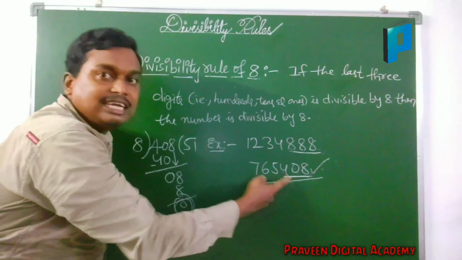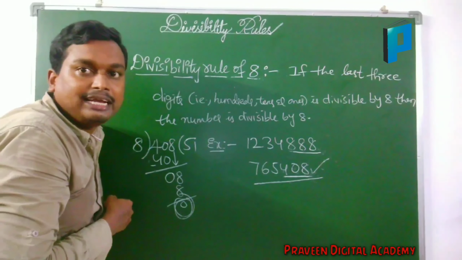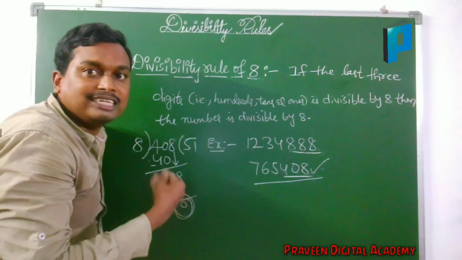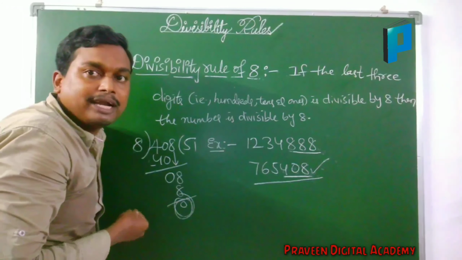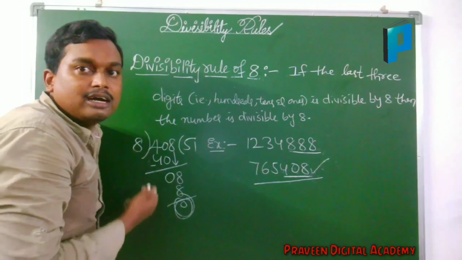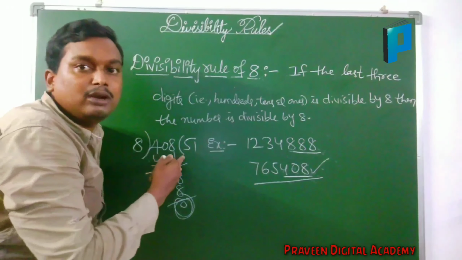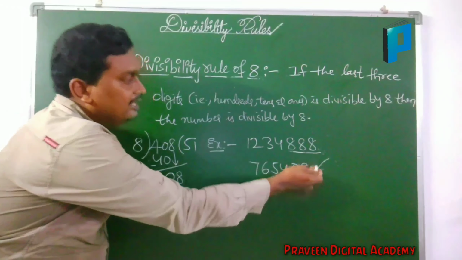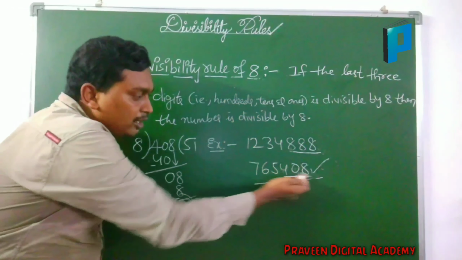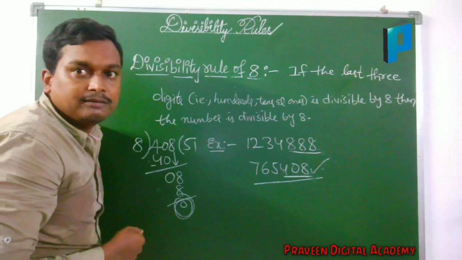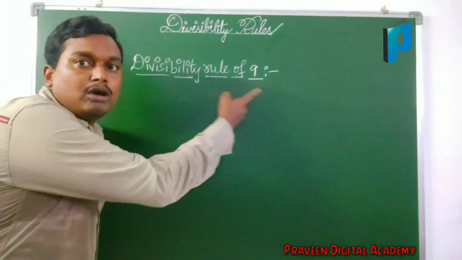If the last 3 digits are not divisible by 8, means if you are getting the remainders 1, 2, 3, 4, 5, 6, 7, then the number is not divisible by 8. Here, only if you are having remainder 0, then the number is divisible by 8. Here, if the last 3 digits are divisible by 8, then the total number is divisible by 8, we can say. Let us go for the divisibility rule of 9.